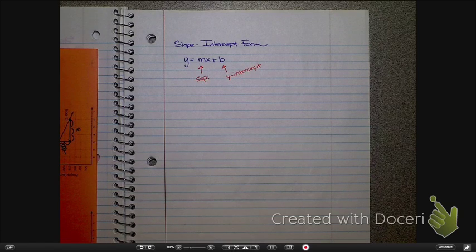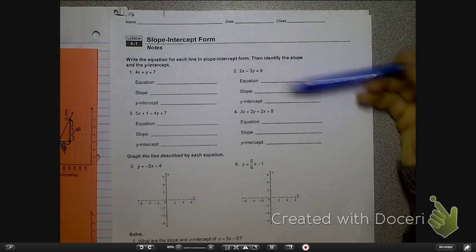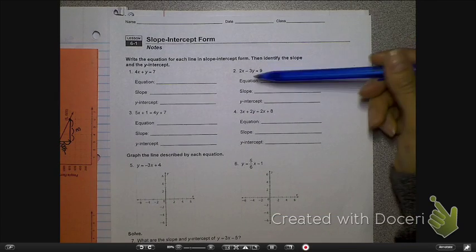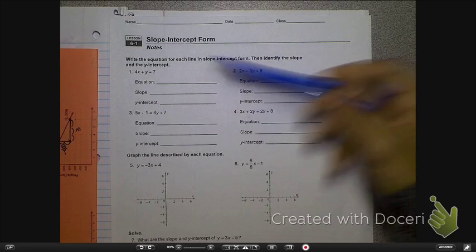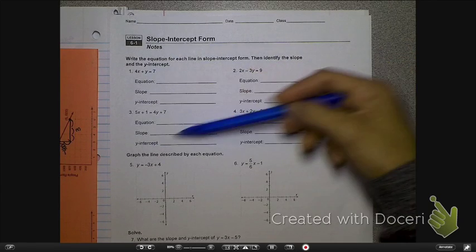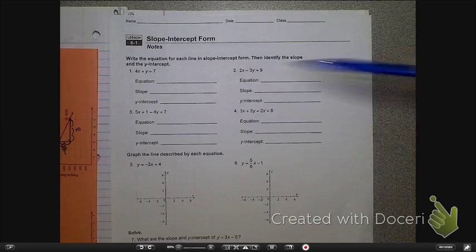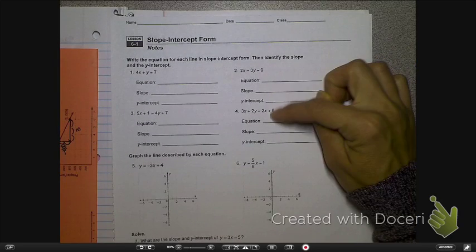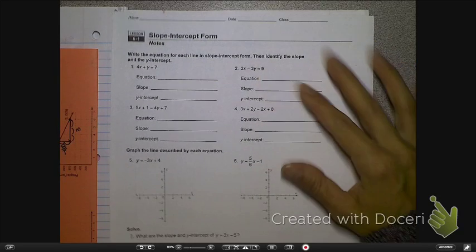How many of you, raise your hand if you've learned about this format before? Slope-intercept form, it looks familiar. Okay, cool. All right, so from our notes page that you guys have, we're going to do 2 examples together from this part, and then we're going to save these ones for the warm-up tomorrow, okay? All right, so we're going to take a look at number 2 and number 4, okay?